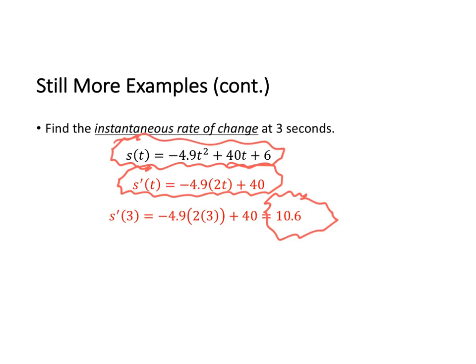So you can see the different ways we can look at derivative. We can look at it as the slope at a point, the slope of the tangent line, or we can look at it as the instantaneous rate of change.